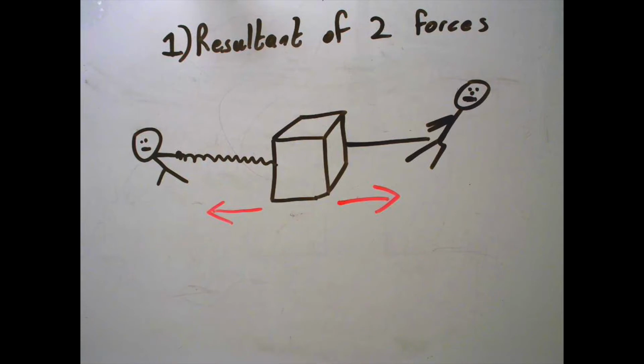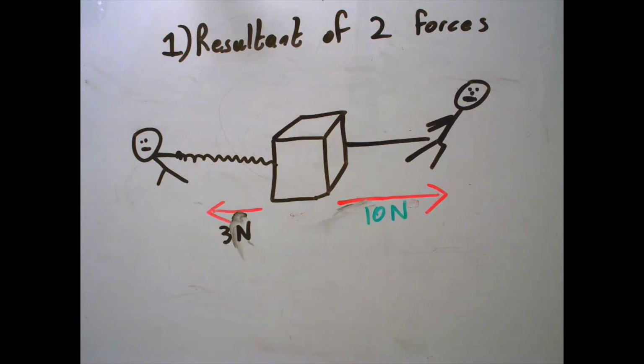So what can we deduce from this? Well, if the box doesn't move, if the box stays where it is, then you can safely say that the two forces are equal. That the force in one direction is equal to the force in the other because it's not being accelerated. So the two forces are balanced and the object doesn't move.